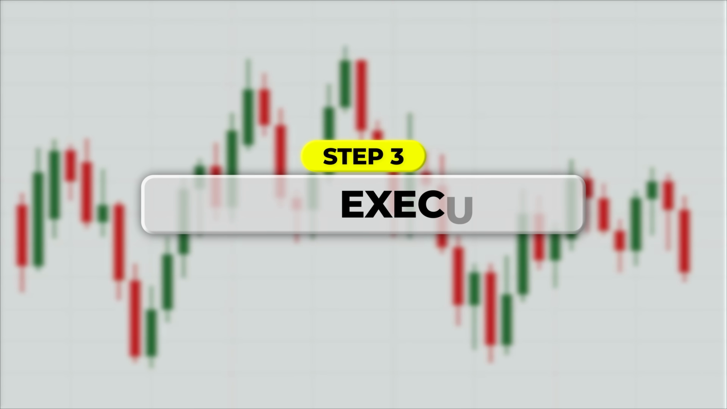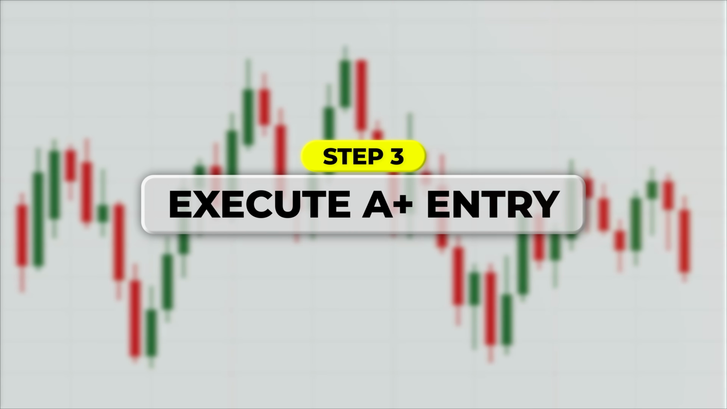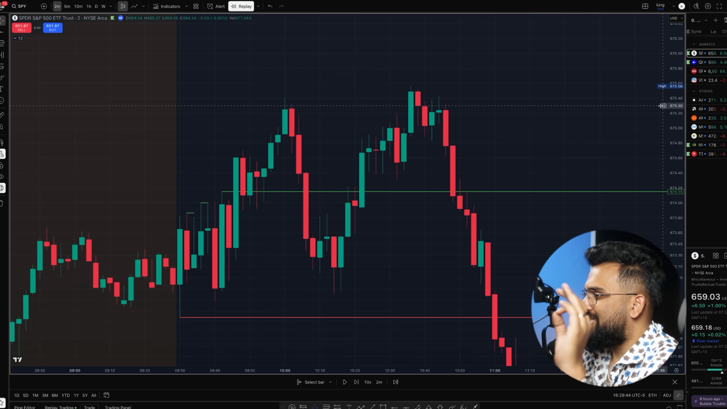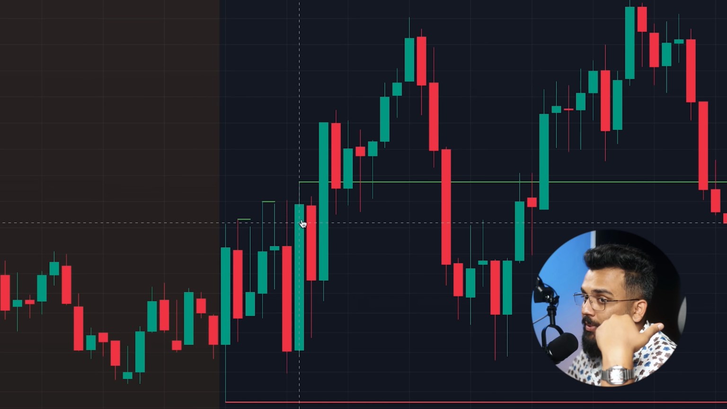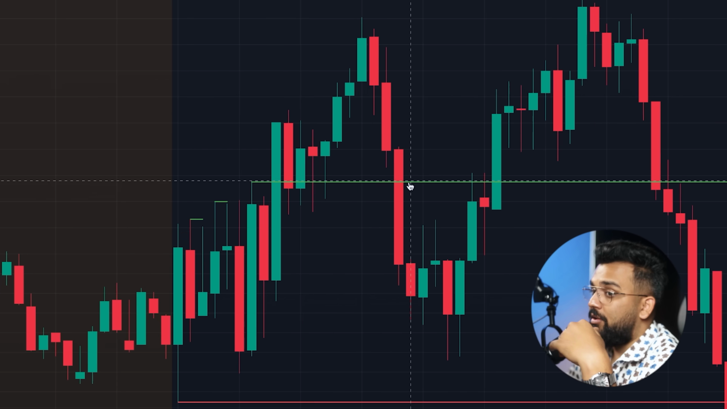But direction alone is not enough. You need a precise entry. That's where step number 3 comes in. Now this is where the entire strategy comes into place. To get an A+ setup, you need 3 things stacked on top of each other. Either opening range breakout and then retest, or a VWAP reject.